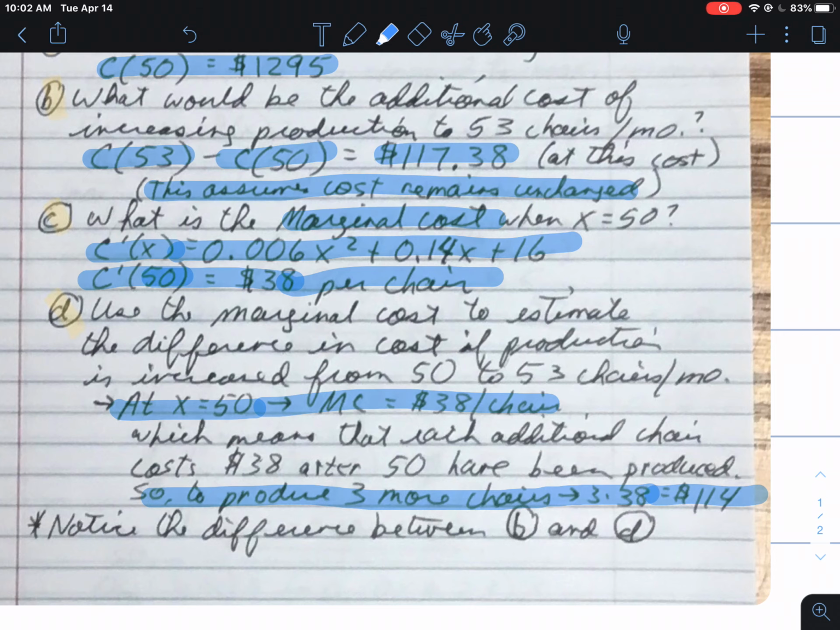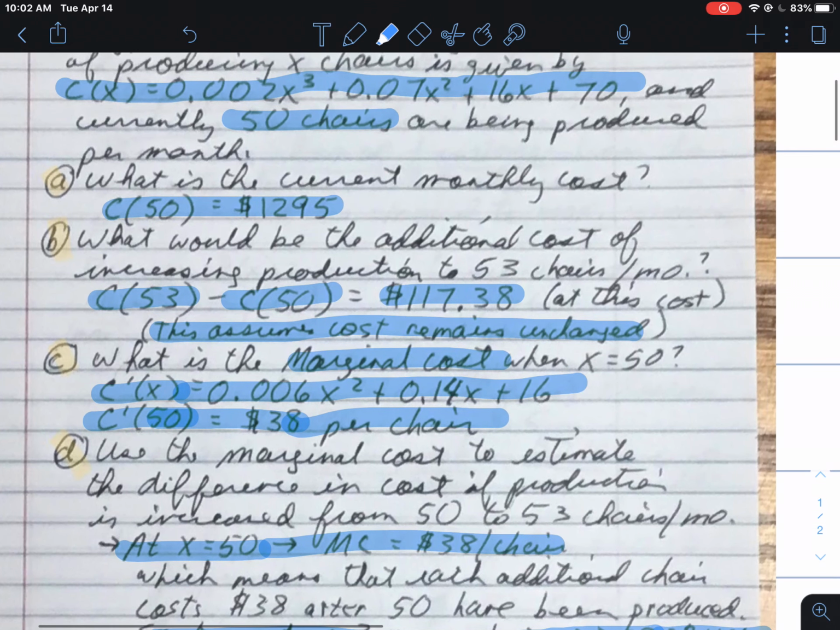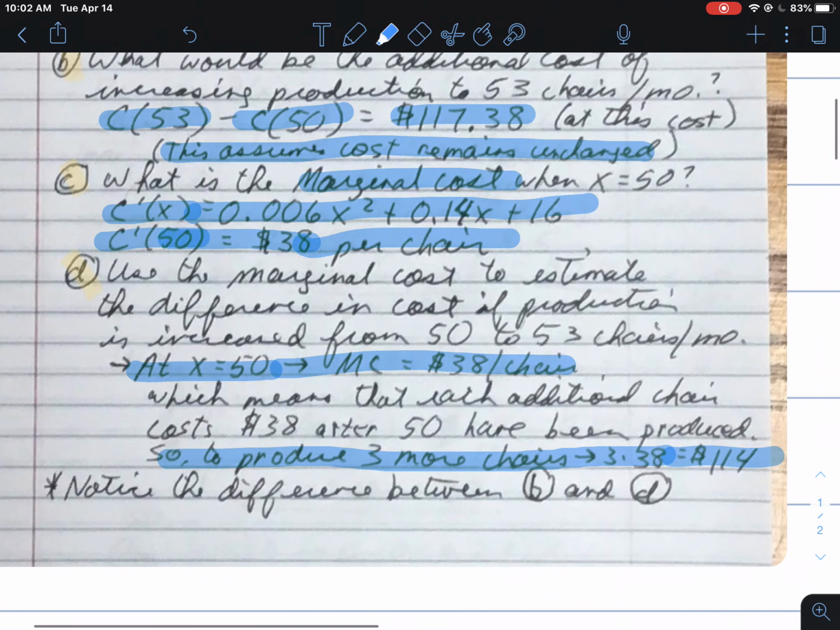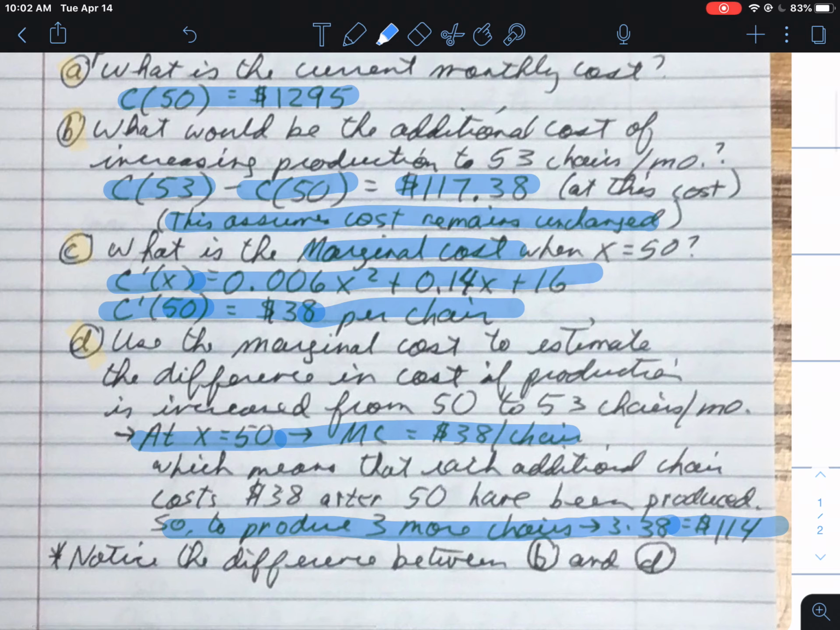And according to the marginal cost function, that would be our change in cost if we increase production from 50 to 53 chairs. So notice the difference between parts B and D. Part B used the original cost function, which was based on a production level of 50 chairs. And according to that model, it would cost an extra $117.38 to produce 3 more chairs. According to the marginal cost, which is the rate of change in the production costs, it would only cost $114 to produce 3 extra chairs. So we get 2 different answers there. So I guess my question would be, which one do you think is more accurate?